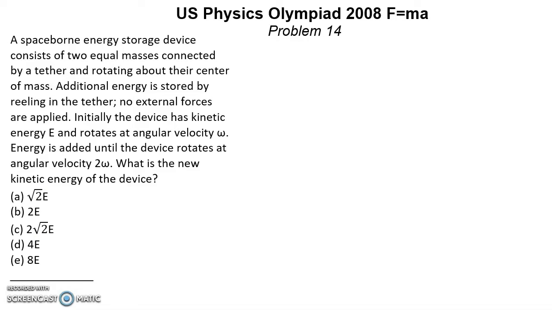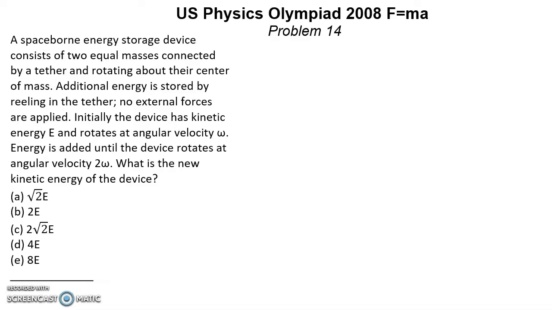Problem number 14. A space-borne energy storage device consists of two equal masses connected by a tether and rotating about their center of mass. Additional energy is stored by reeling in the tether. No external forces are applied. Initially, the device has kinetic energy E and rotates at angular velocity omega. Energy is added until the device rotates at angular velocity 2 omega. What is the new kinetic energy of the device?